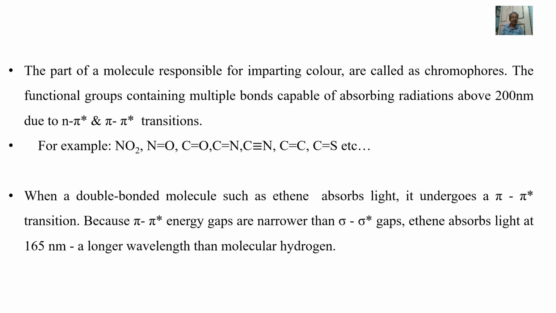When a double bonded molecule such as ethene absorbs light, it undergoes a pi to pi star transition, because pi to pi star energy gaps are narrower than sigma to sigma star gaps, which are larger. Ethene absorbs light at 165 nanometers, a longer wavelength than molecular hydrogen.